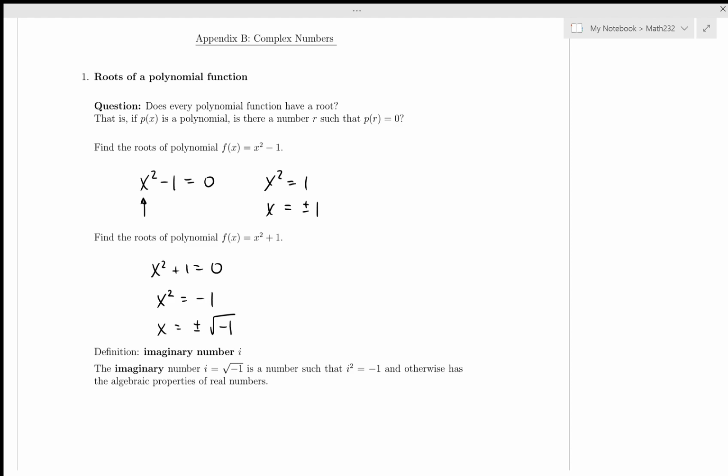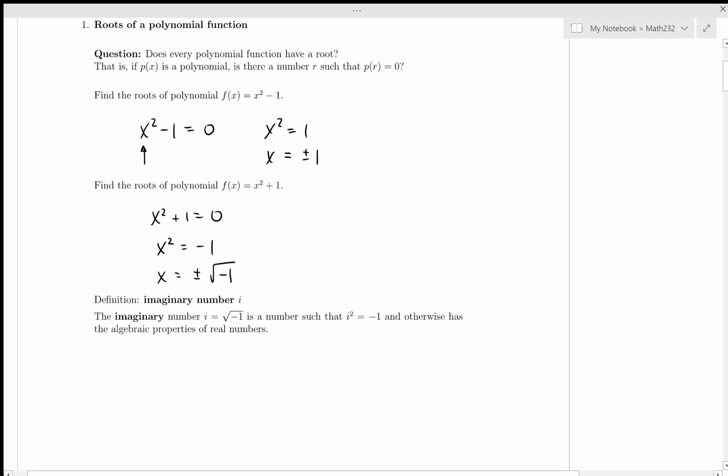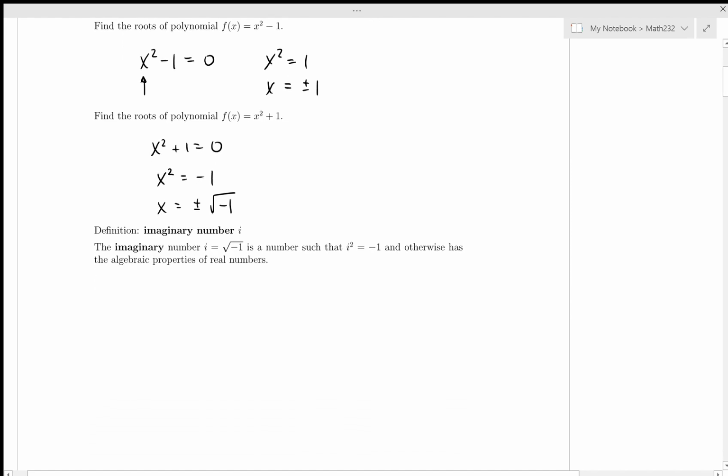So what we do now is we define i to be the square root of minus 1. The imaginary number, called i, we define it to be the square root of minus 1. And it is a number such that when I square it, it is equal to minus 1. And otherwise, it has all of the algebraic properties of the real numbers that you know and love. It behaves just like the numbers that you already know about.